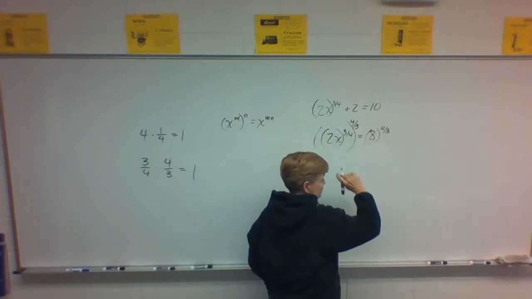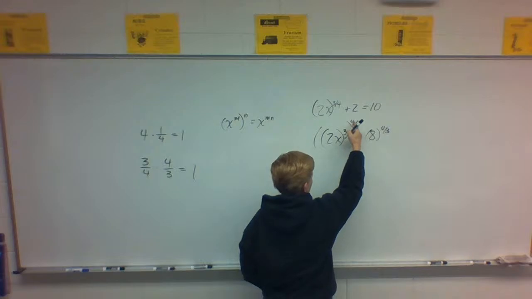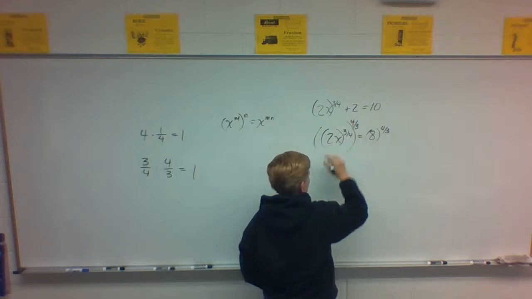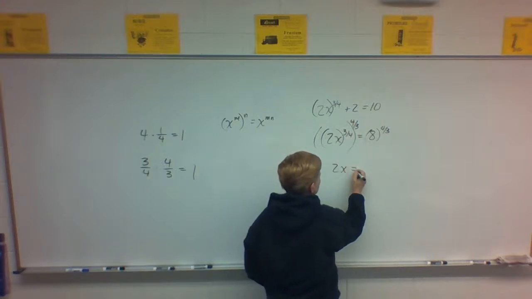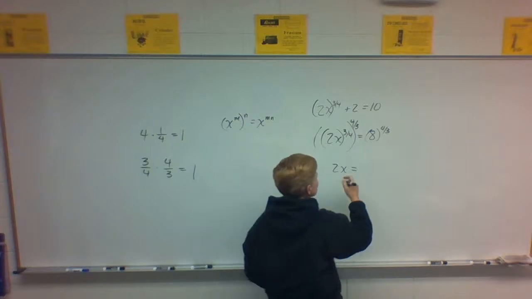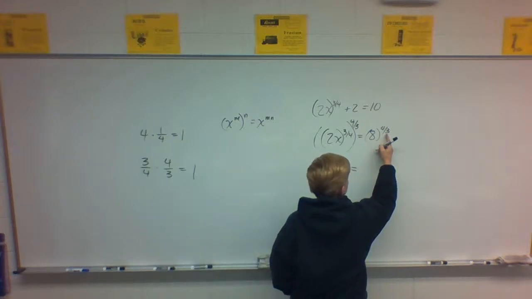8 is cube rootable. That's nice. So when I multiply this part times this part, I'm going to get 1. So I end up with 2x over here. That's how I got rid of the radical. And I'm going to cube root 8, which is 2.